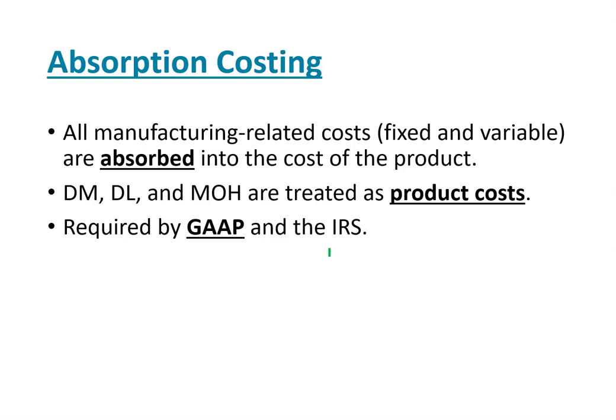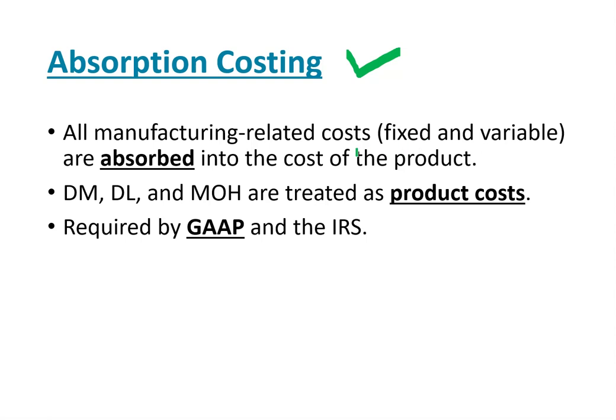So class, we're back at chapter 6, and the last part of the chapter has to do with the difference between what is called absorption costing and variable costing. And we'll use the way that we separated costs into fixed and variable costs to do these, and we'll also use this information as we go forward in some of the other chapters. So begin with absorption costing.